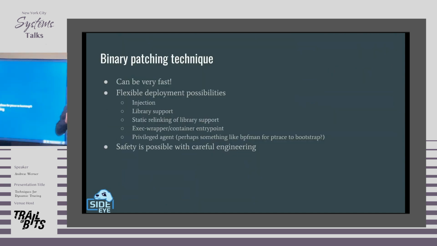So binary patching techniques, they can be very fast. They also offer very flexible deployment possibilities because you don't necessarily need root. You can have different kind of privilege models to utilize ptrace, and there are lots of ways to achieve that. You can statically relink something, you can add a library, you can have an exec wrapper, you could have some privileged agent, you could do the BPF man thing, ptrace me, I don't know.